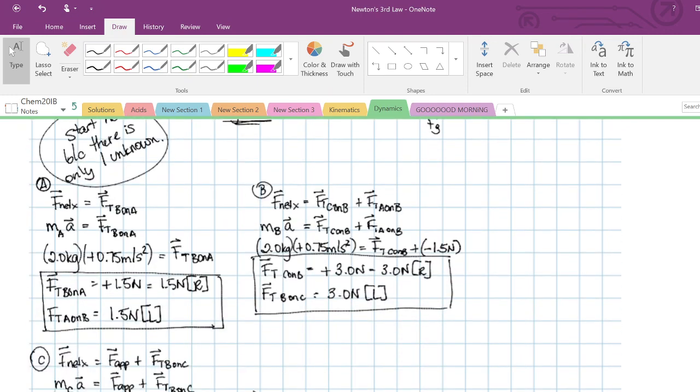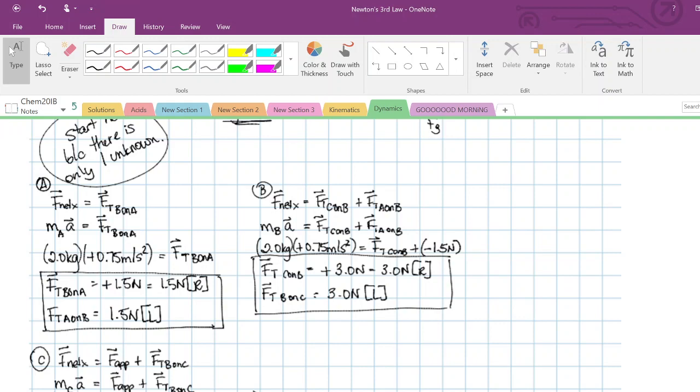So we've got to do one more problem. We have F net parallel is equal to force applied plus force tension B on C. This time F net is mass of the engine, car C, times acceleration. That's equal to the force applied plus force tension B on C. Plug in my numbers, I solve for force applied, and I get the force applied is positive 6.4 newtons, or 6.4 newtons to the right.